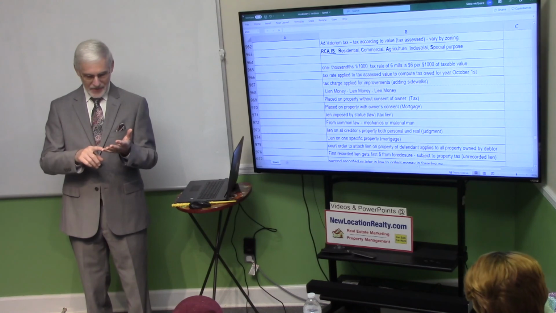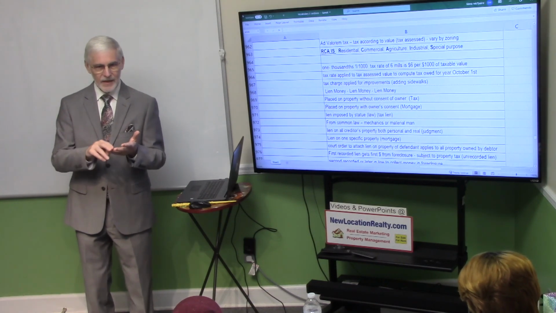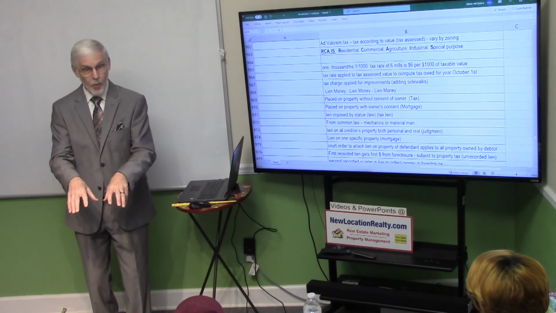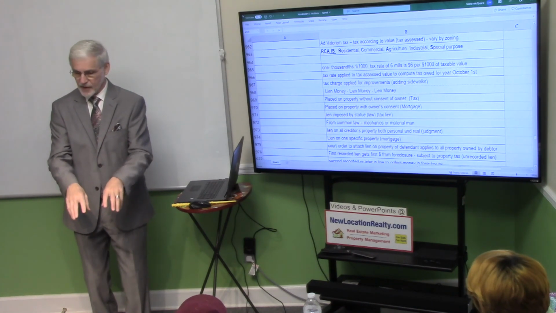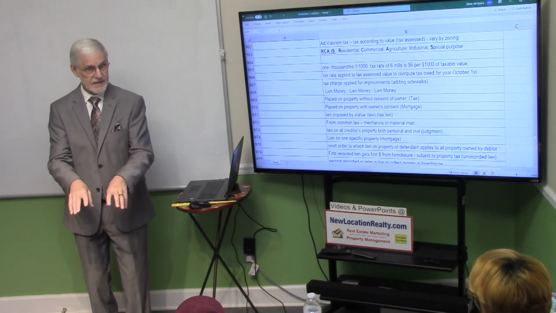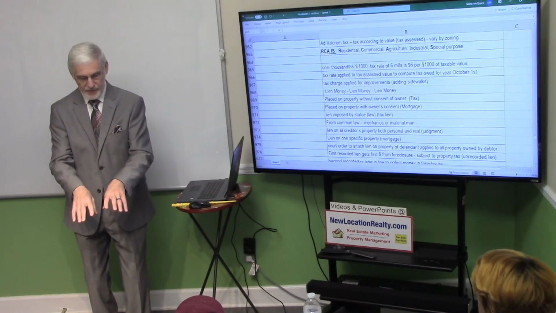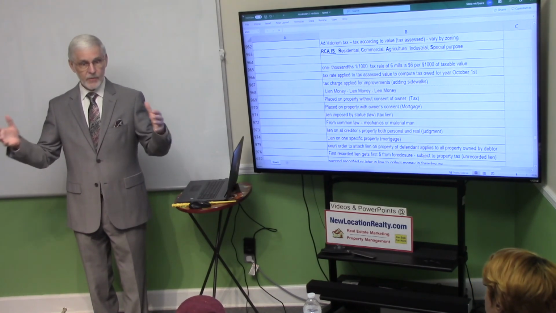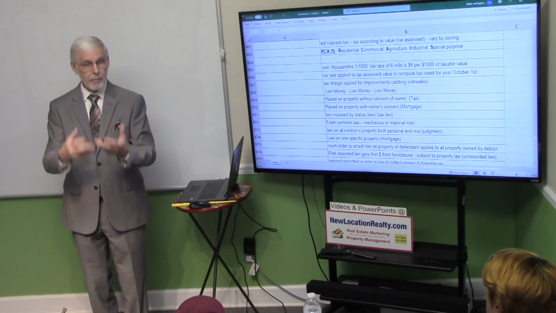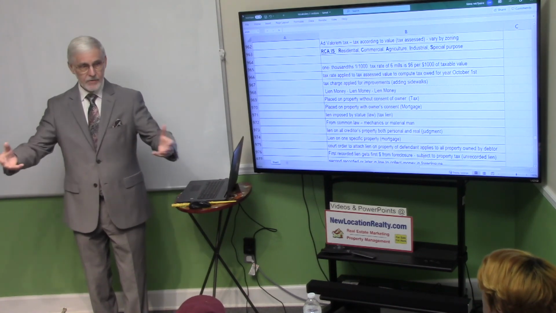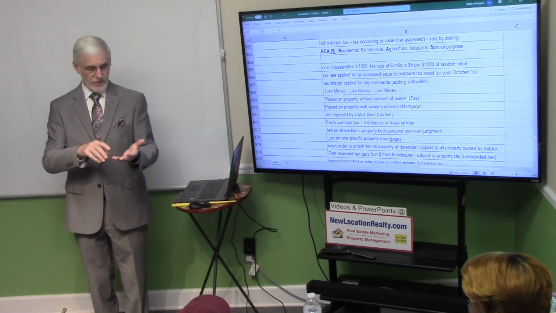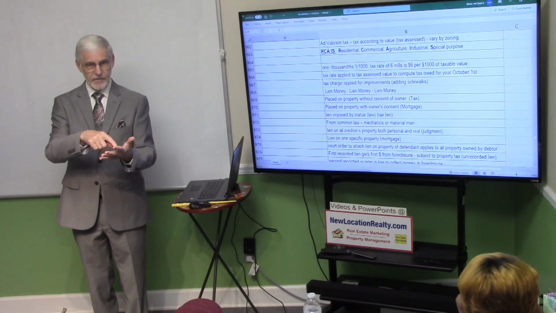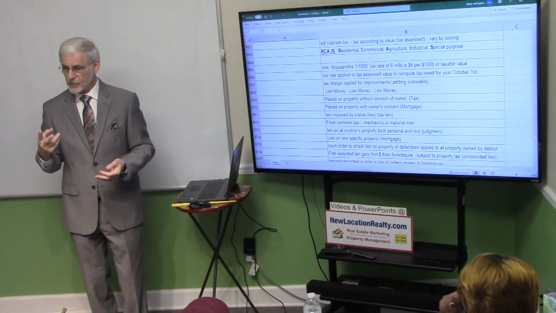Whether voluntary or involuntary, a lien can be specific to that piece of property. A mortgage is specific to that piece of property. Real estate taxes are specific to that property. But an income tax lien is a general lien, and it goes against the person and all the property they own in that county. So you've got specific and general, voluntary and involuntary.